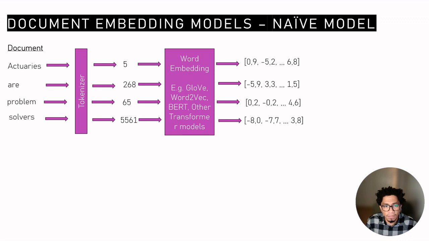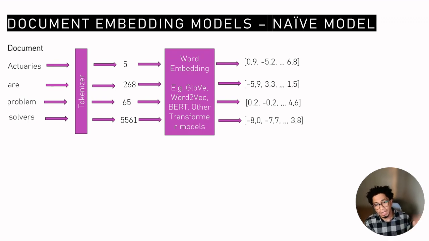And so we have 4 vectors, and they could be of different length, right? So it could be 500 length, so that's the dimension of the vector. It really doesn't matter, but you have 4 vectors, each representing actuaries are problem solvers. And this is not really good for sentence embedding, because a sentence can contain a variable number of words. And I think that's a problem that needs to be solved. You need a vector of fixed size length to represent the meaning of a text, right?